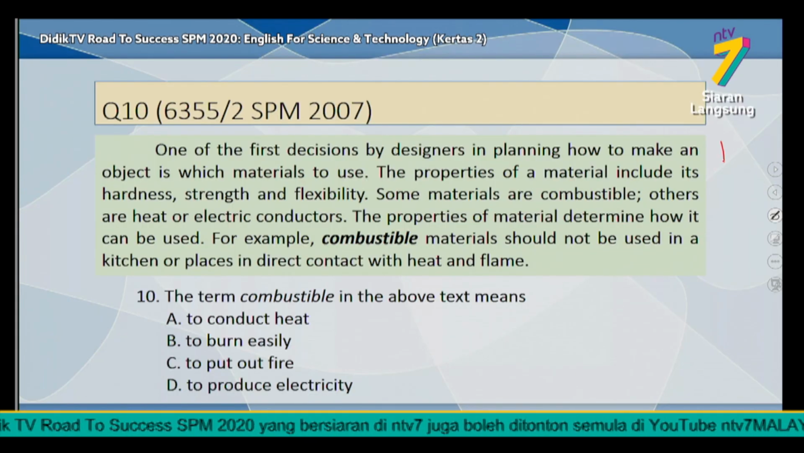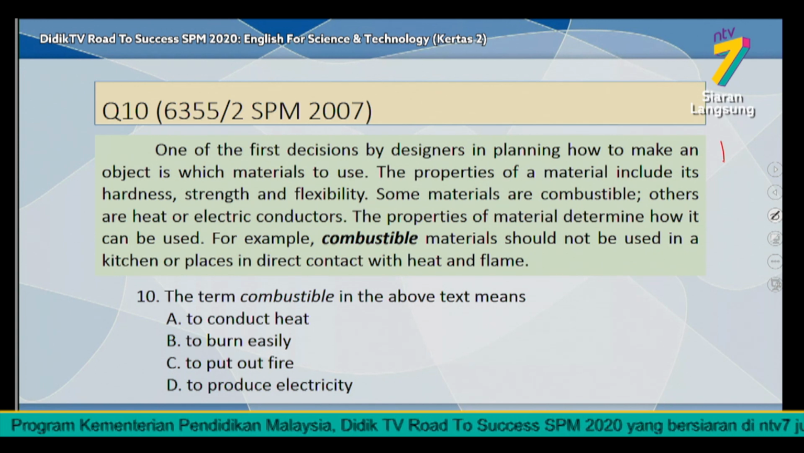One of the first decisions by designers in planning how to make an object is which materials to use. The properties of a material include its hardness, strength, and flexibility. Some materials are combustible. Others are heat or electric conductors. The properties of material determine how it can be used. For example, combustible materials should not be used in a kitchen or places in direct contact with heat and flame.